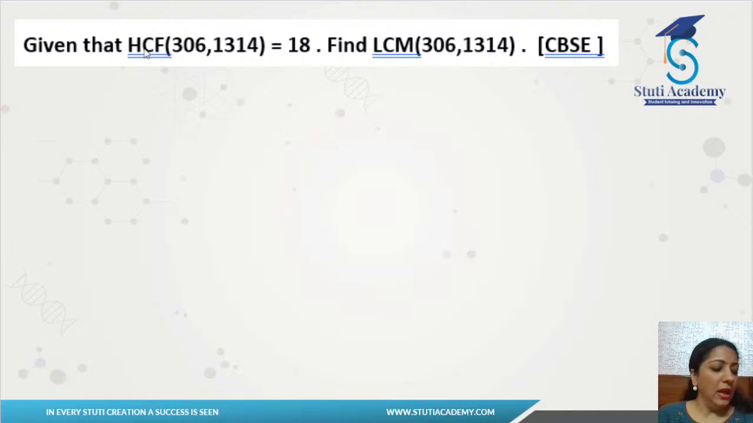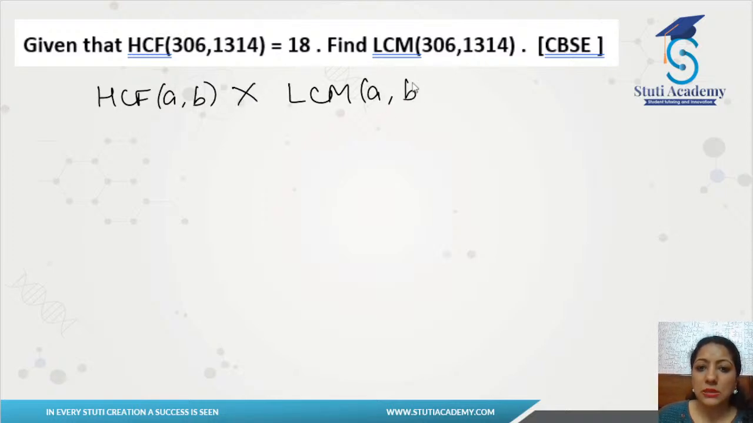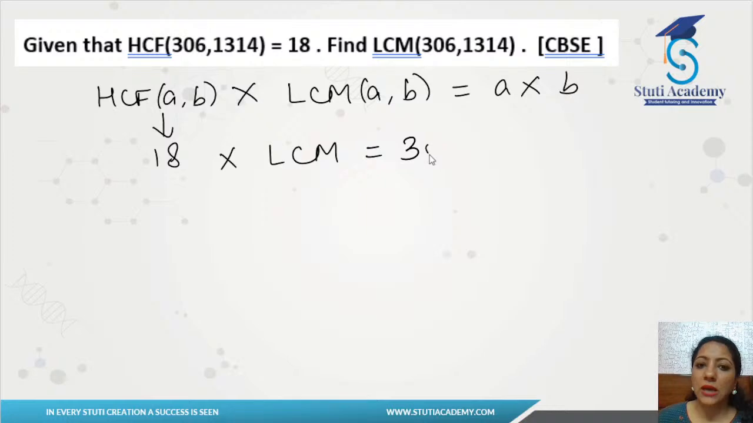Now coming to the next one, it's given in the question that the HCF of 306 and 1314 is 18 and the LCM we have to find out. Now we've already discussed that the HCF of two numbers, if we multiply it with LCM of those two numbers, it is same as product of the numbers. So in this case, we know the numbers. We have 306 and 1314. HCF we know it's 18. LCM we need to solve for, and then we know the numbers also. We have 306 into 1314.